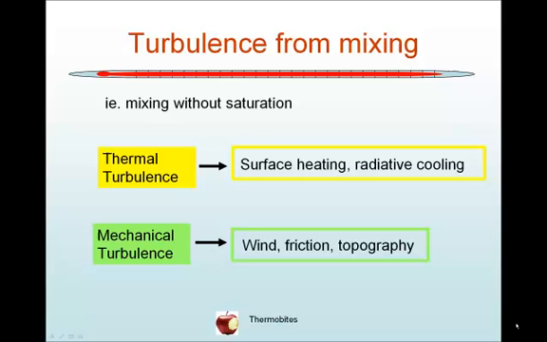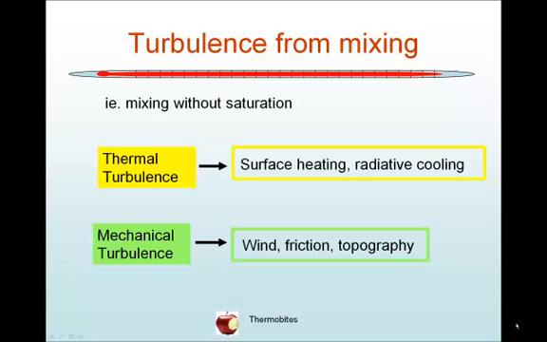In the case of thermal turbulence, surface heating can drive strong up motion and the exchange of parcels of air in that thermally mixed turbulent region, or radiative cooling at the top of the layer, also destabilizing the lapse rate or the temperature profile and producing thermal mixing.